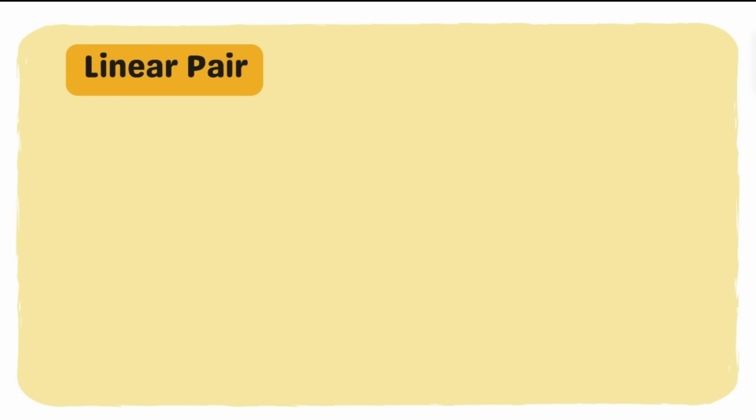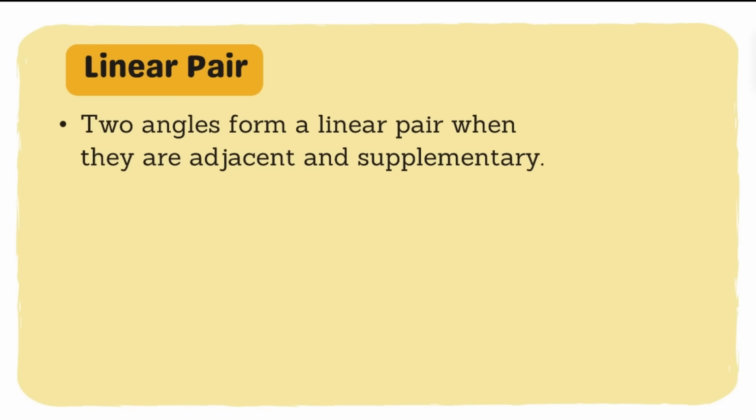Next angle pair is what we call linear pair. Two angles form a linear pair when they are adjacent and supplementary. Okay, example. We have here a 100 degree angle 1, and then angle 2 which measures 80 degrees. Pag pinag-add natin sila, it will be 180.